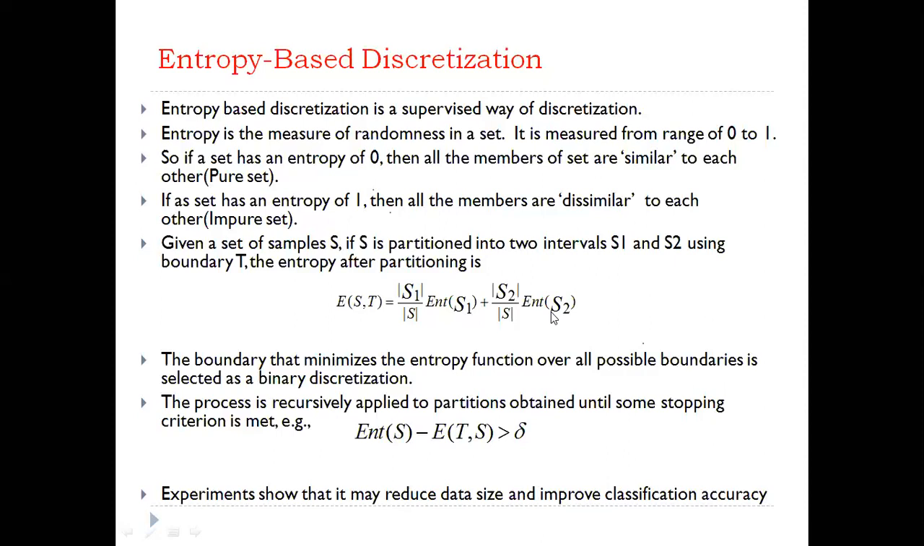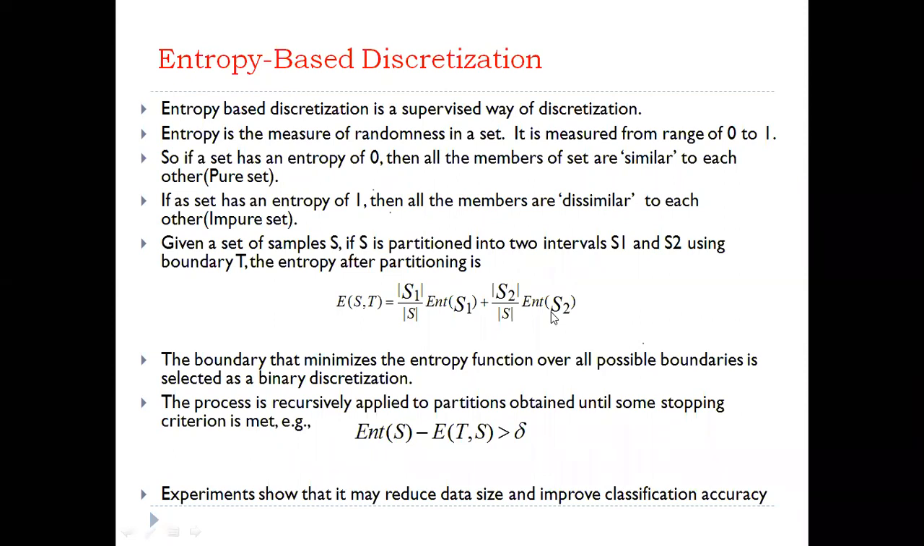Okay. Now, the boundary that minimizes the entropy function over all possible boundaries is selected as a binary discretization. So, how do we get to this discretization? When we're trying to calculate, we use a log base of 2. Now, the process is recursive, as I told in the earlier class, which is applied to the partitions obtained until some stopping criteria is met. That is, when we reach the point where this entropy is the best one, the one best suited for this particular set, we'll stop it.